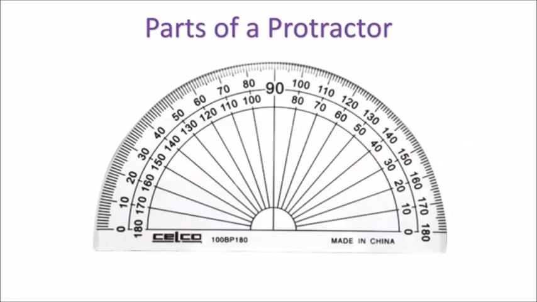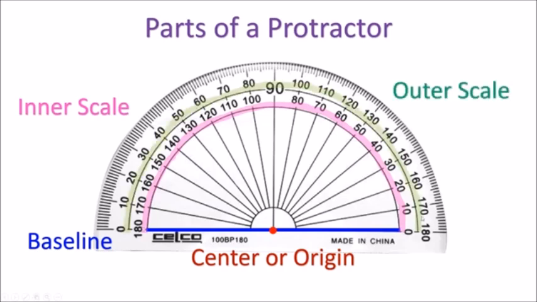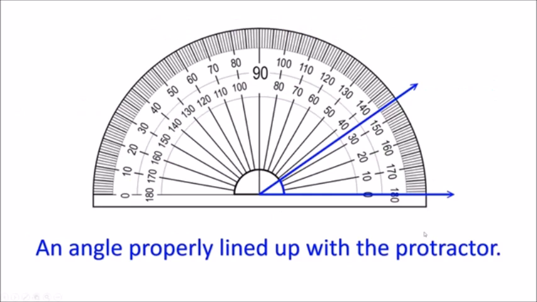You also need to know the parts of a protractor for this activity. Down here at what looks like the crosshairs, it's called the center or origin of the protractor. This is where the vertex of an angle needs to line up. This blue line is called the baseline that matches up with 0 and 180 degrees. This is where a ray of the angle needs to line up. These inner numbers, the ones that are closer to the center, are called the inner scale, and the outer numbers here are called the outer scale.